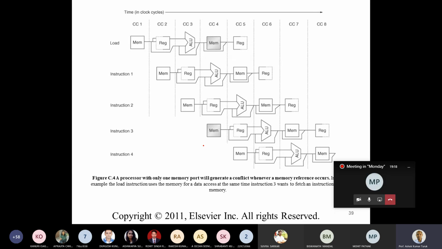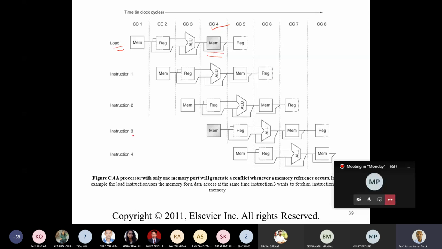So let's take the hazard case, and let's take clock cycle 4. Now in clock cycle 4, the load instruction is reading the memory. There are two instructions which refer to the memory in a register architecture. One is the load, and the other one is the store instruction. Load is reading the memory, and store is going to write the memory. So both load and store refer to the memory. Here it reads from the memory, so the memory is being read.